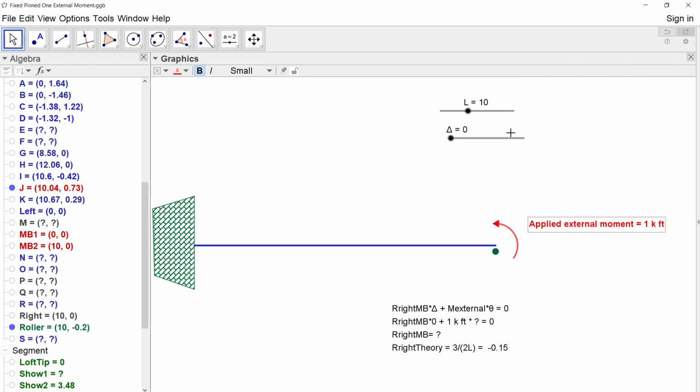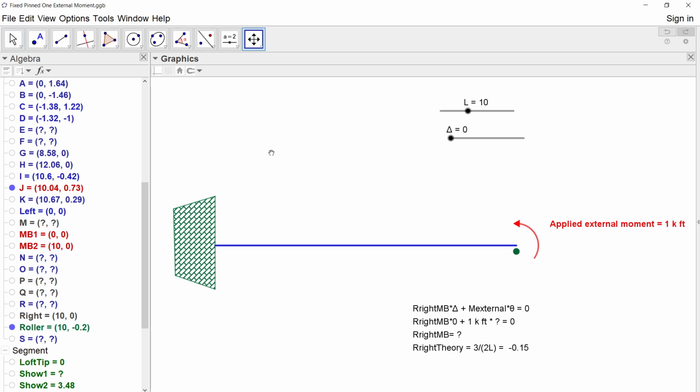Hello, fans of GeoGebra. We have an indeterminate problem here that my colleague said cannot be solved with Muller-Breslau. So I took up the challenge and I think I solved it. What do we have here?